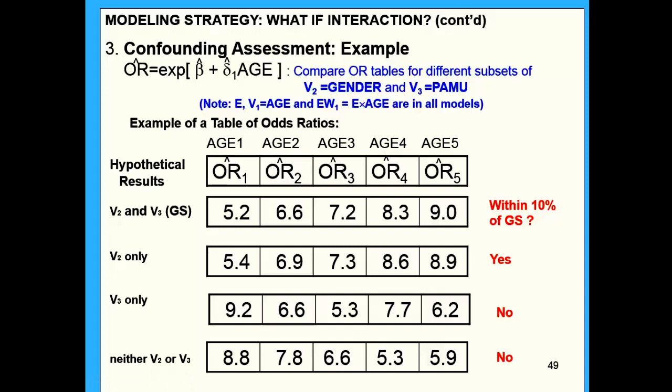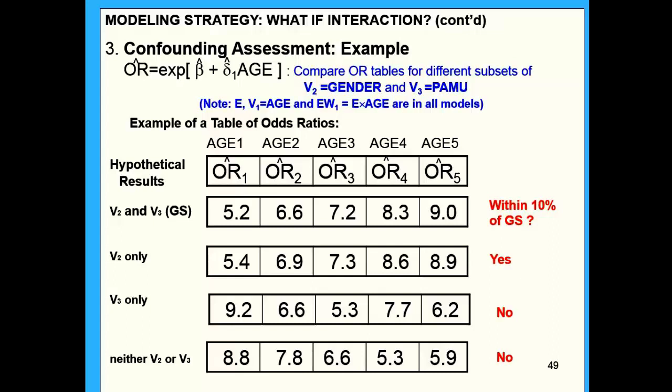Then what happens if we drop either gender or PAMU or both? Well, we'll have 3 other tables of odds ratios to consider. So this is the one that drops V3, this is the one that drops V2, and this is the one that drops both of them. Okay? And these are the three tables. And if you're going to ask the question, is there confounding, what you're going to say is, does the table of odds ratios that I get when I drop one or more variables meaningfully change from the table of odds ratios for the gold standard?